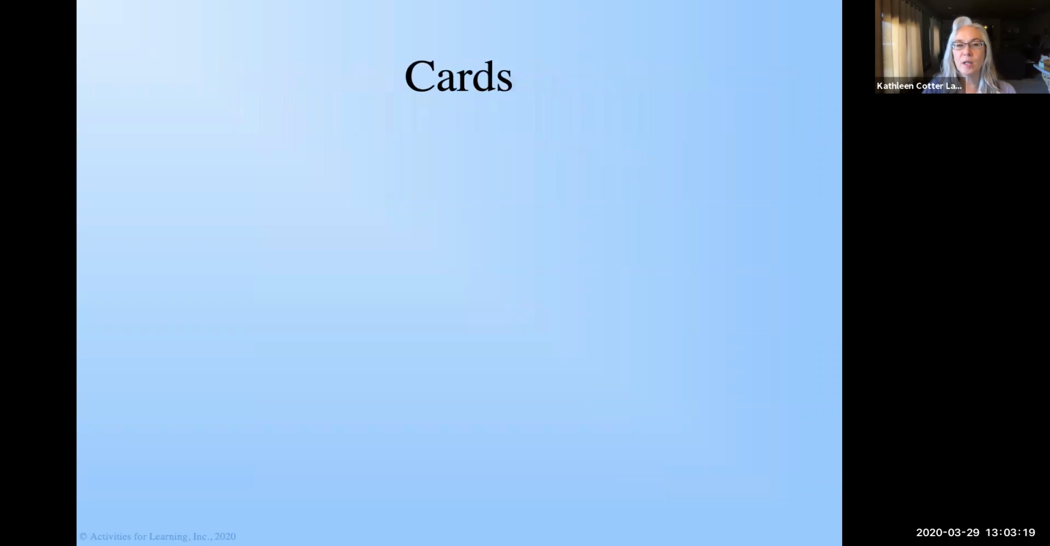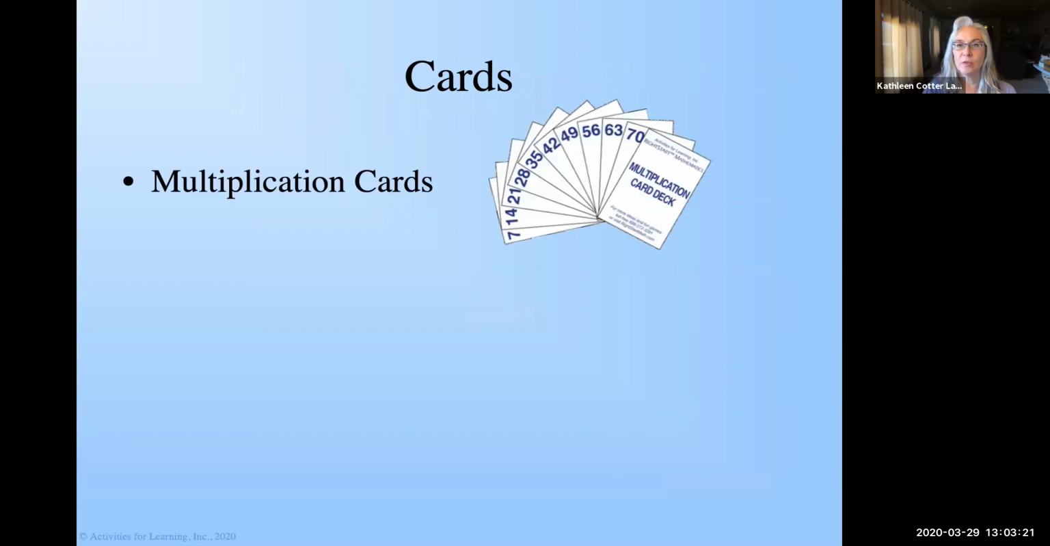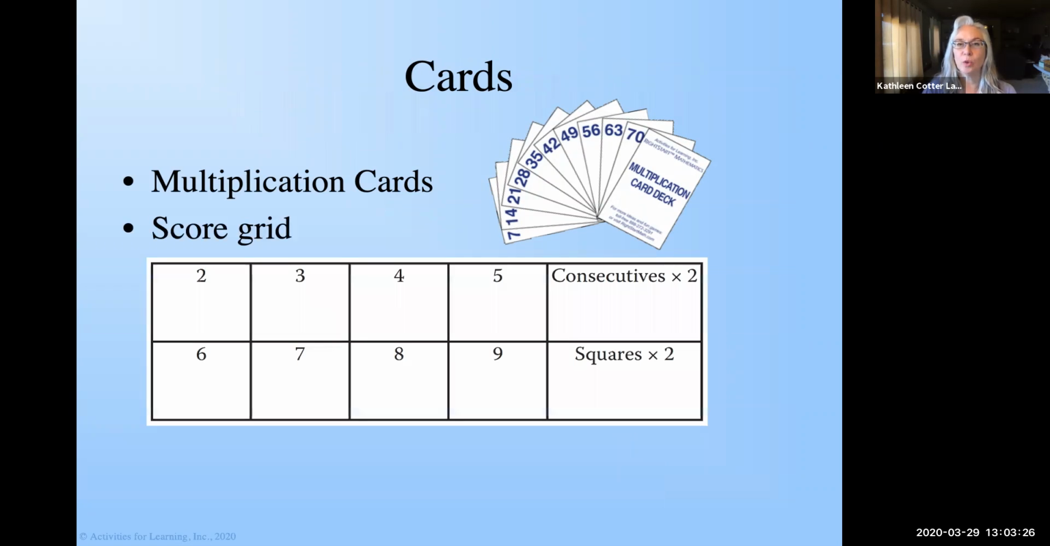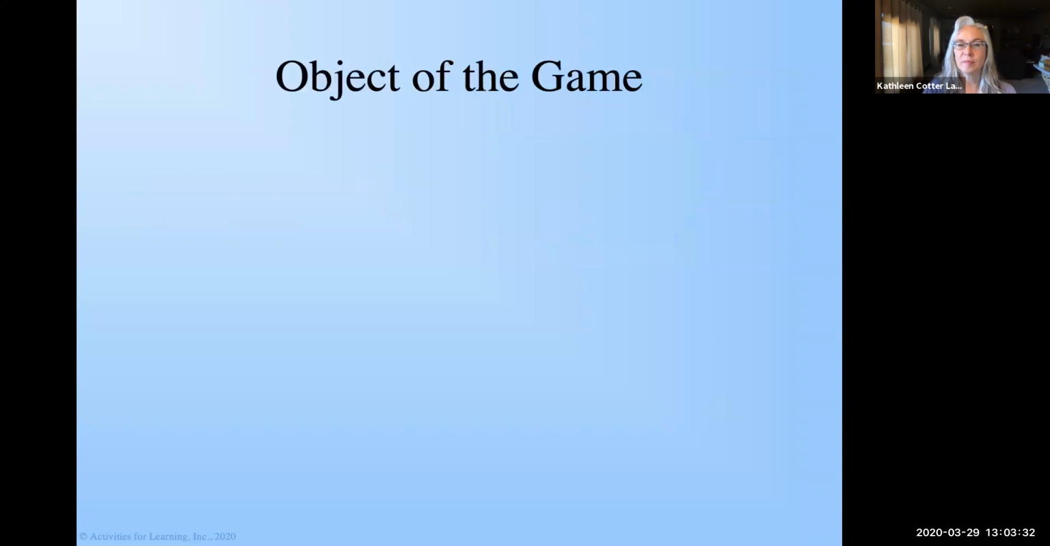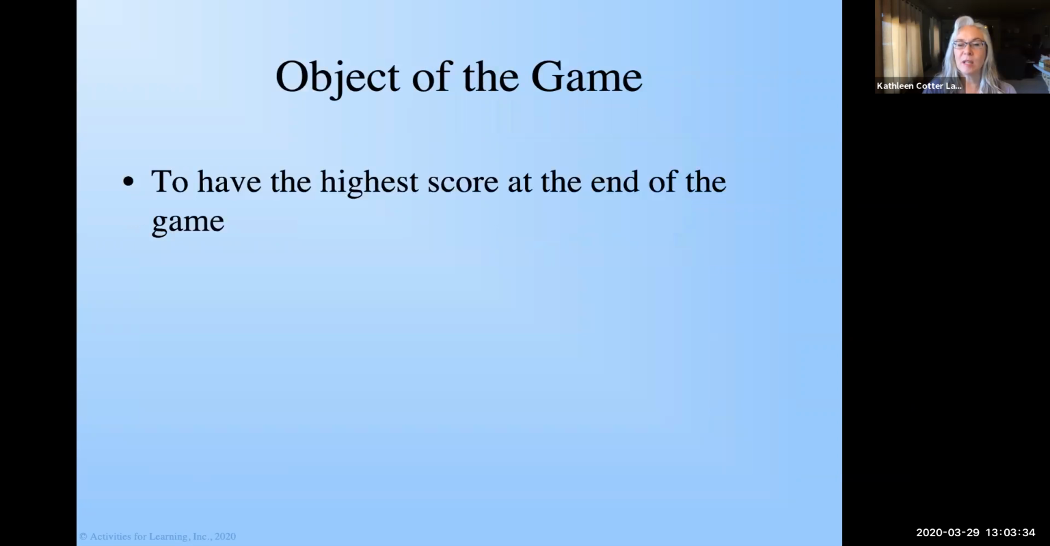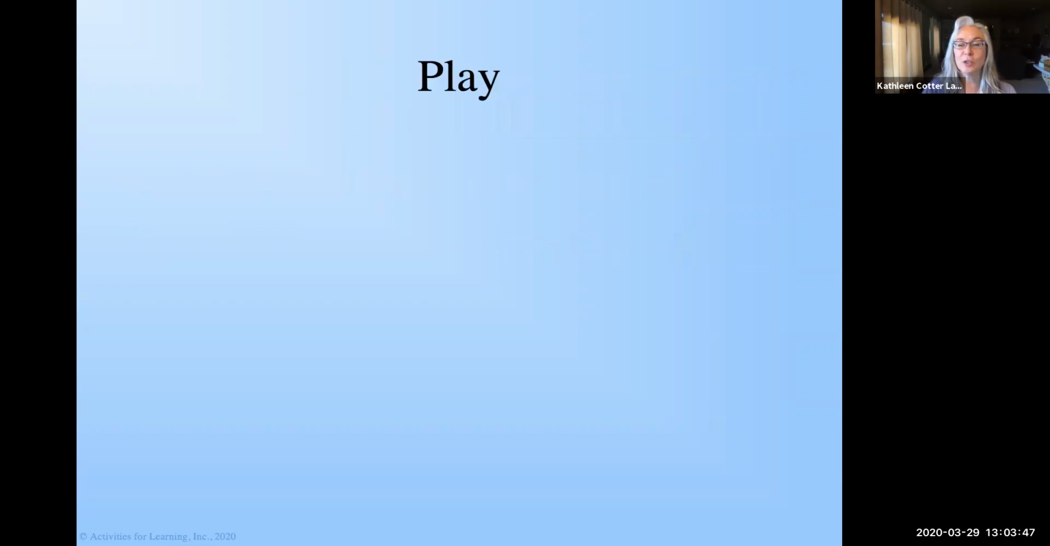The cards that we're going to need for this game are the multiplication cards. We'll also need a score grid that will look like this. We'll need 2 players. Our object of the game is to have the highest score at the end of the game. And I'm going to play a full game through just with myself, but we'll see what kind of score I get. And I challenge you to see, can you get a better score than me? So let's look at what the play looks like.